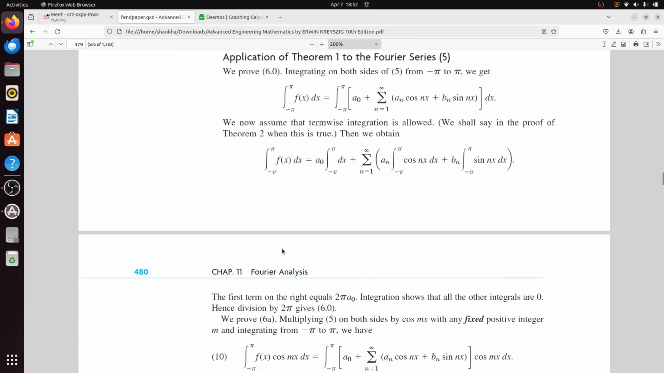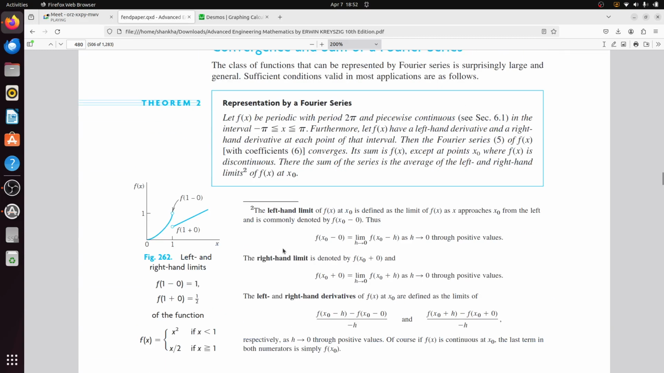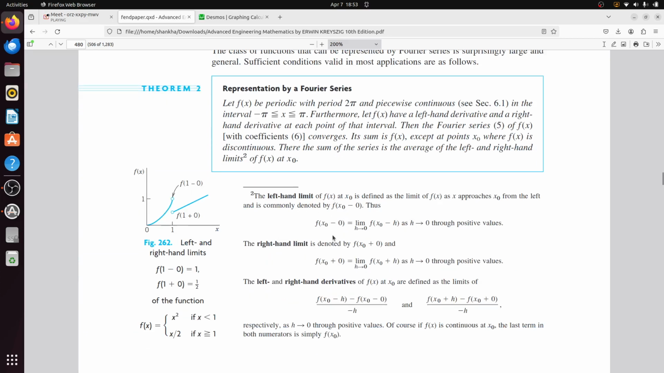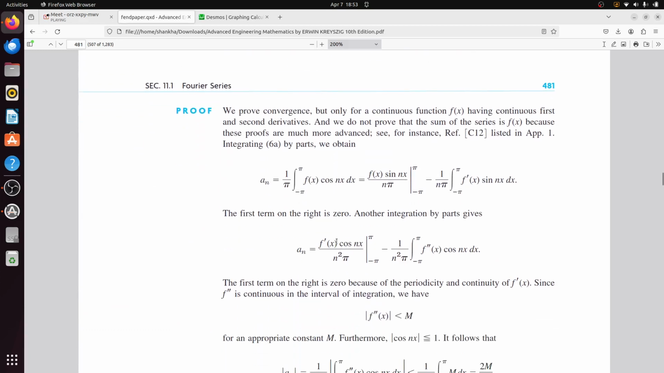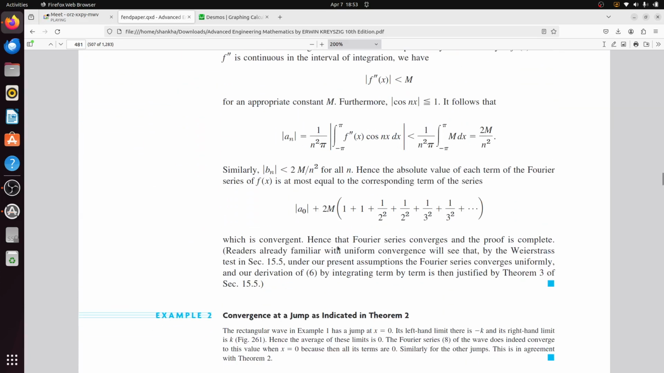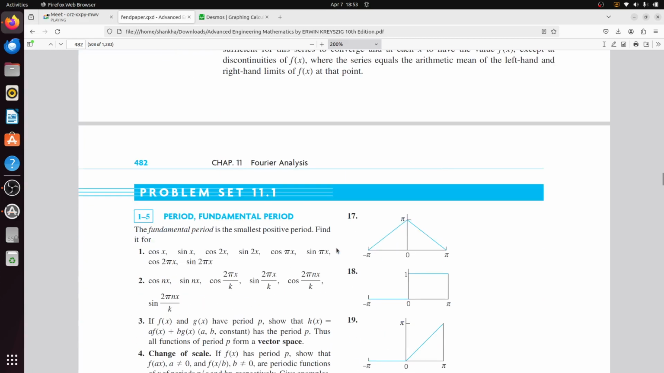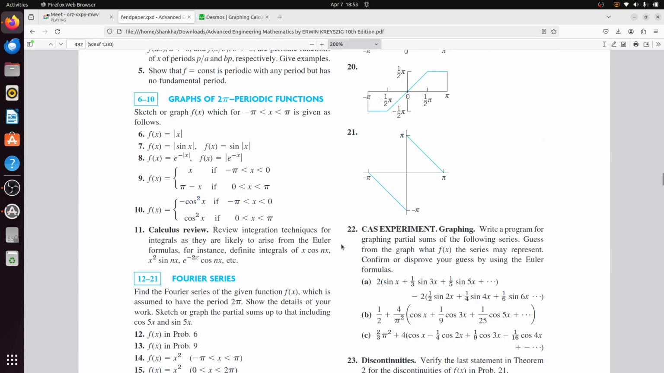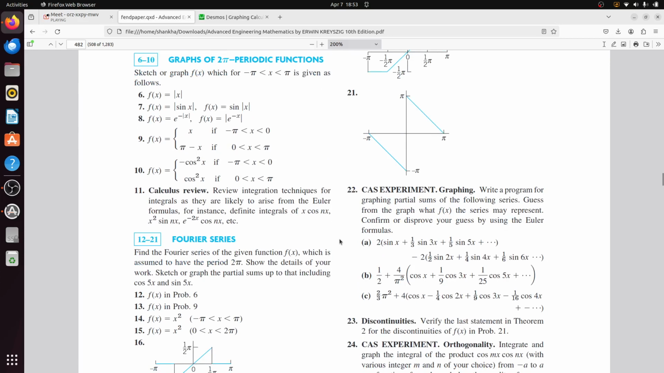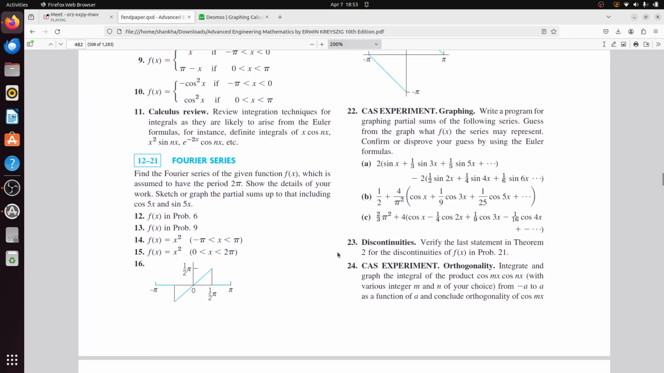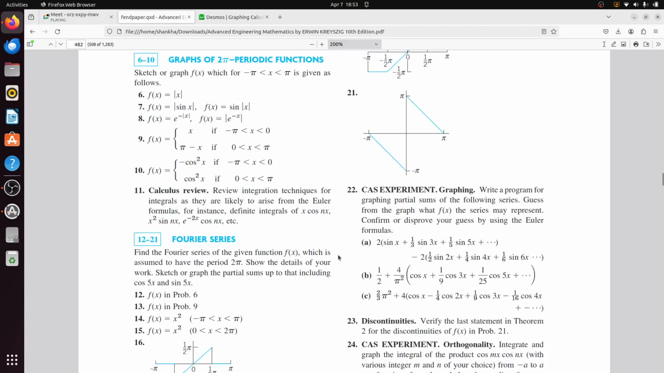Now I will upload the notes, but this is not that important for you people. So we will only solve particular selective mathematical problems. Like, we will try to determine the Fourier series of, say, mod x. So we will try to determine the Fourier series of f of x equal to mod x.